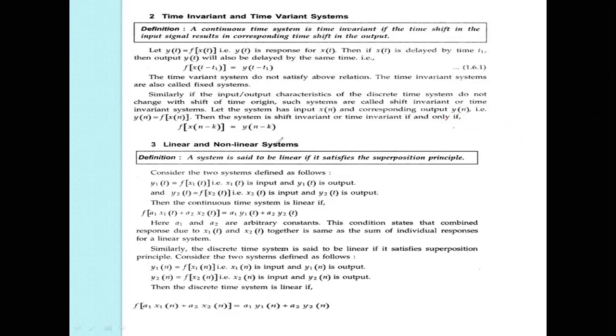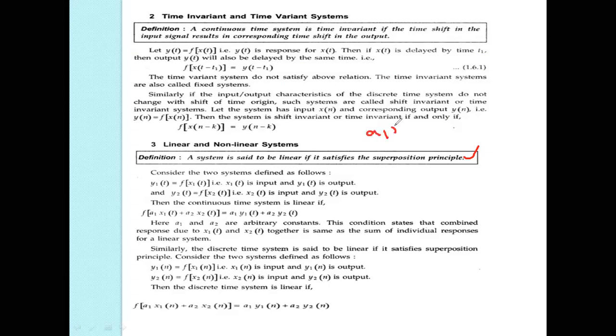Then the third one: linear and non-linear systems. A system is said to be linear if it satisfies the superposition principle. We have seen the properties in the Fourier series and in the Fourier transformation: a1 into x1 of t plus a2 into x2 of t. In the Fourier transformation, we can write a1 x1 of omega plus a2 x2 of omega.